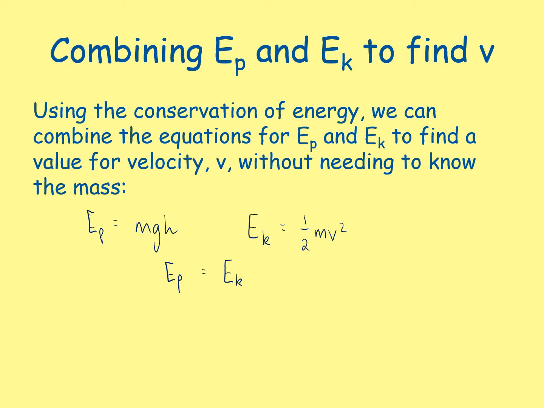And replace EP and EK with their own equations. So EP is mgh, and EK is a half mv squared. As we have mass on both sides of our equation, we can divide by mass on both sides and therefore cancel them out. We now want to rearrange to give v, and we get v equals square root of 2gh.